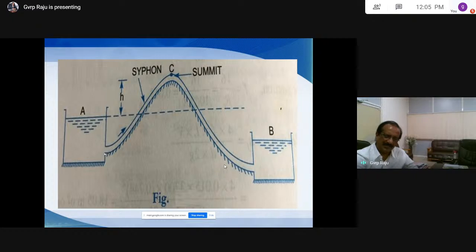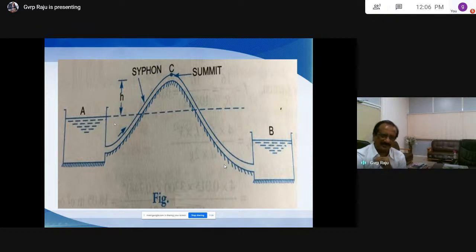Let us say the length of the pipe is L1, meaning the pipe length around this inclined portion. So we have friction loss for the pipe length L1, and we have exit loss here. So the first equation to solve the siphon problem is capital H, the water level difference between reservoir A and B, which is equal to the sum of losses.